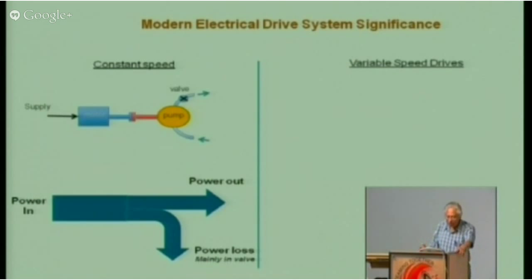So the valve is put, and as the arrow shows, it goes in and the pump pushes out the water. The speed of the water or the quantity of the water is your output, that is the discharge. But supply is given to the motor. This is constant speed. What is happening to the power? Let us see. Power in, power out, and power loss.